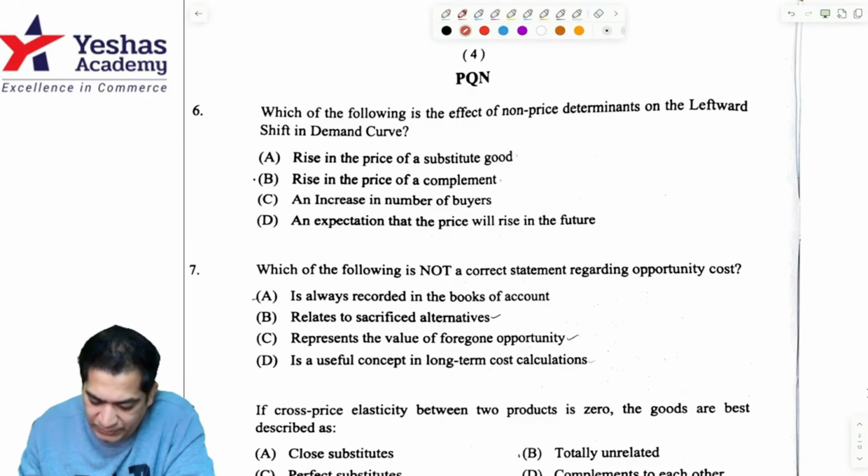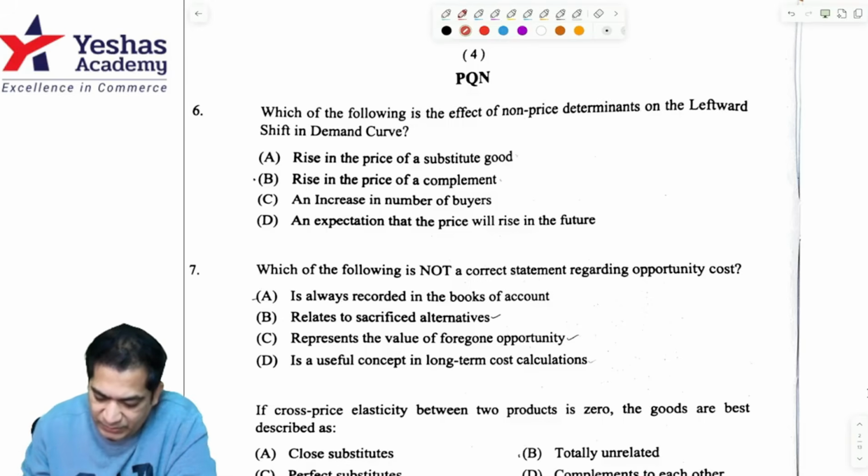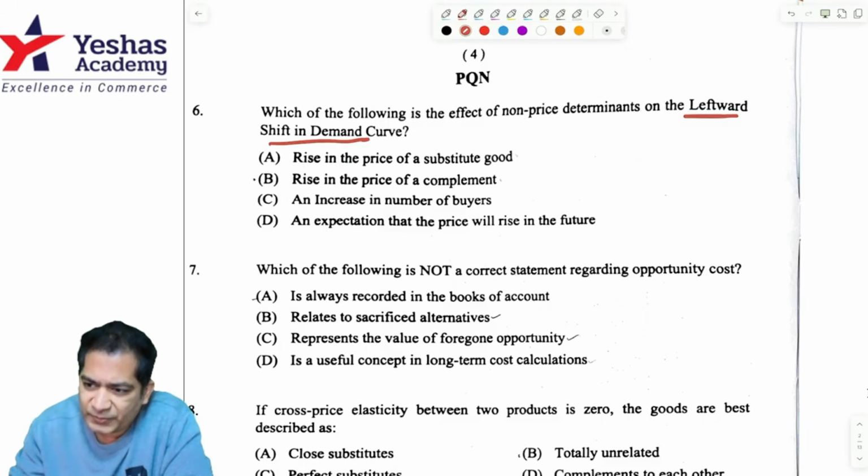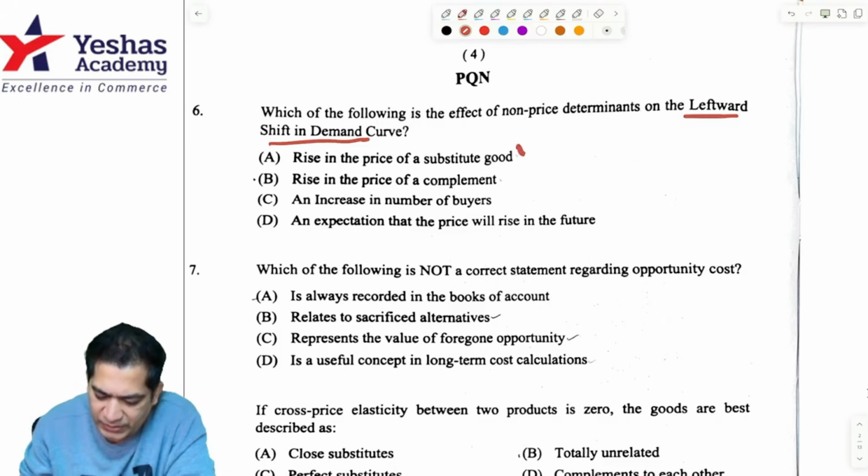Which of the following is the effect of non-price discrimination on leftward shift of the demand curve? Demand curve is shifting to the left. So rise in the price of substitute. So suppose the price of one substitute increases, demand for the other substitute will increase, because if the price of Coke increases, then people who are consuming Coke will prefer Pepsi. So demand for Pepsi will increase. In that case, there will be a rightward shift. So this is not the answer.